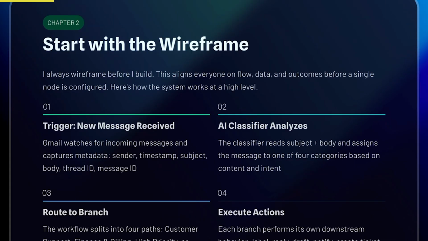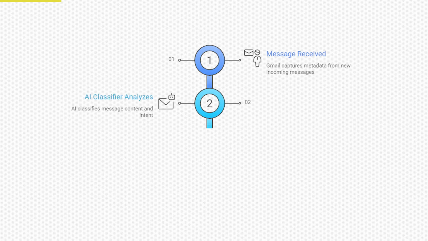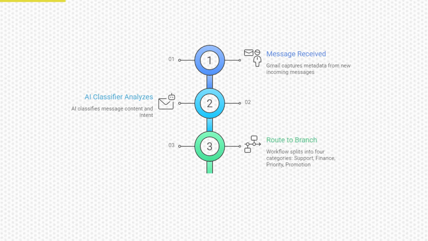What we do want to focus on first is wireframing out what this flow looks like. This aligns everyone on the flow, data, and outcomes before even a single node is configured. So here's how the system would work at a high level. Number one, the trigger, which is where the new message is received. Number two, the AI classifier, which analyzes the entire message. It reads the subject and body, and assigns the message to one of four categories based on content and intent. Then route to branch, so the workflow splits into four paths.